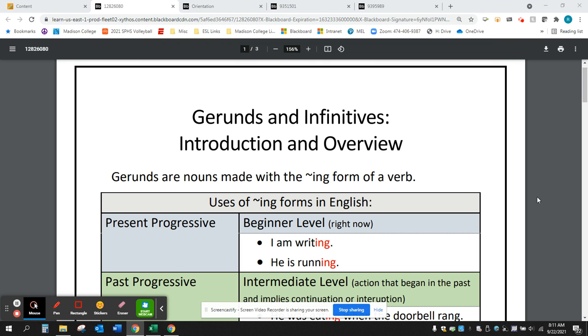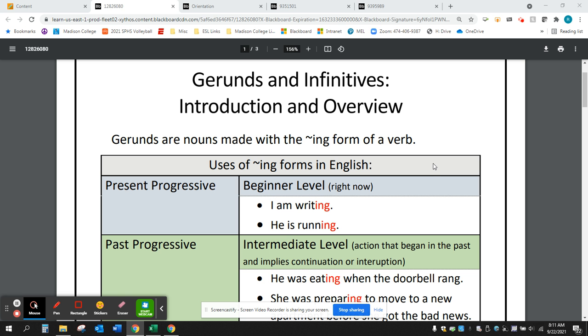Gerunds and infinitives, an introduction and overview. Gerunds are nouns made with the ing form of a verb. However, they do not function like a verb in a sentence. Because they are nouns, they are often the subject of a sentence, can be the object of a verb, or the object of a preposition.